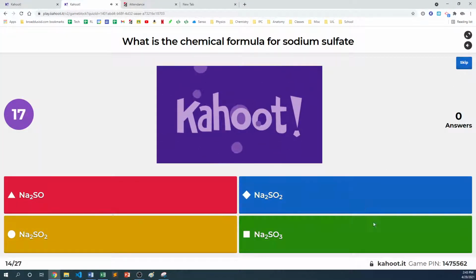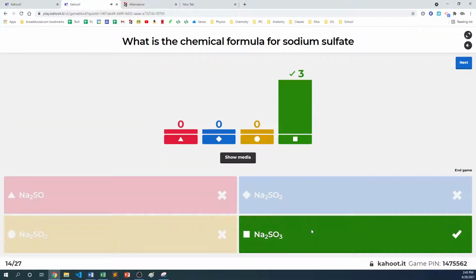This is wrong, put green. It is supposed to have a 4 here. Sulfate is SO4. So it should be Na2SO4, not 3.